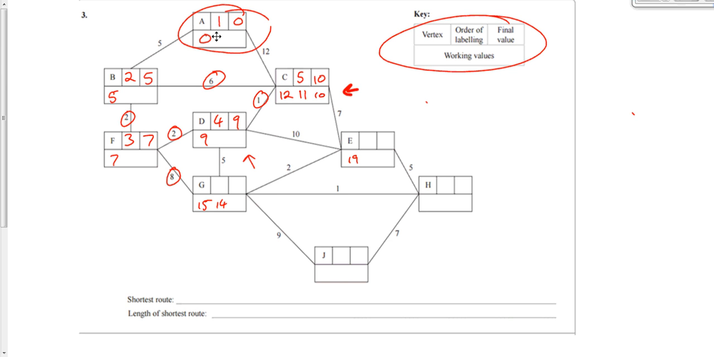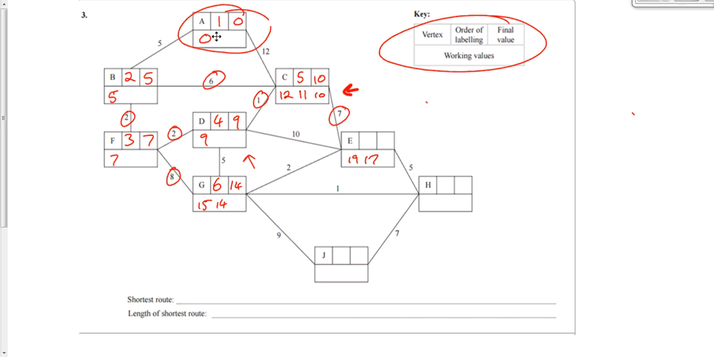Then coming off C, we've got 7. So we can do 10 plus 7 is 17. And that's the only other one that's coming off C. Everything else coming off C has been made permanent already. So we've then got G and we've got E, and the smallest out of those two is G. So that's going to be our sixth one. We have that as 14.